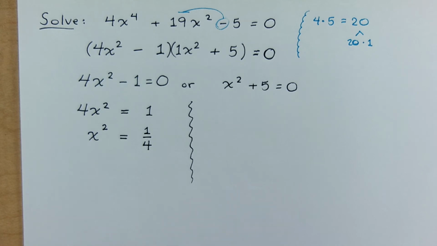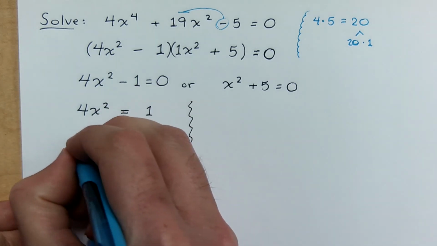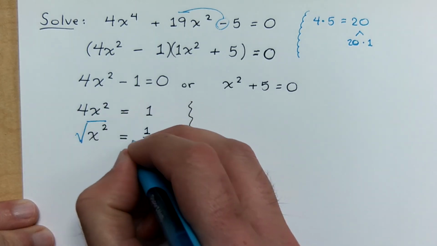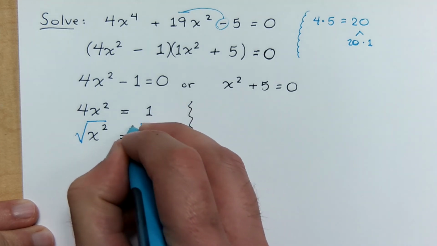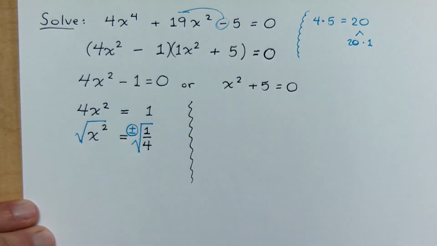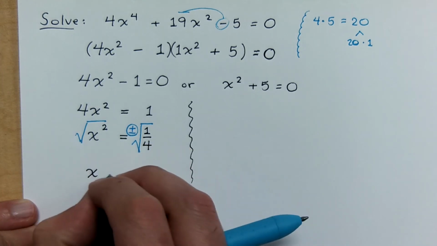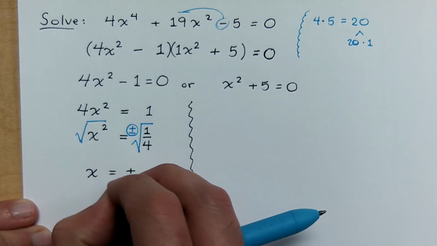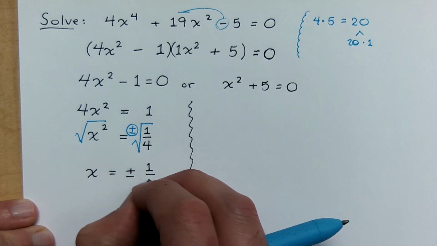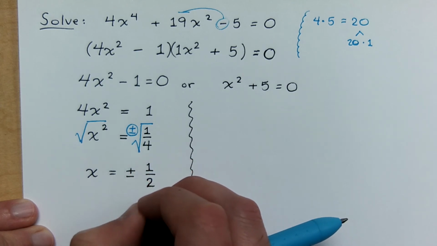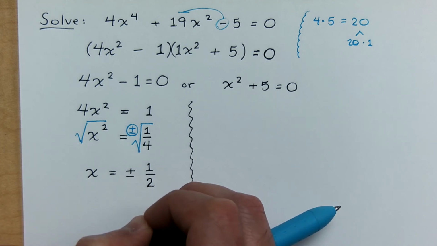Right, and now that you've got the square by itself, and only once you've got the square by itself, this is where you use that square root property. Take the square root of both sides, and you have to remember what? The plus or minus. So here, x is equal to plus or minus what? Plus or minus 1/2, right? The square root of 1 is 1, the square root of 4 is 2.